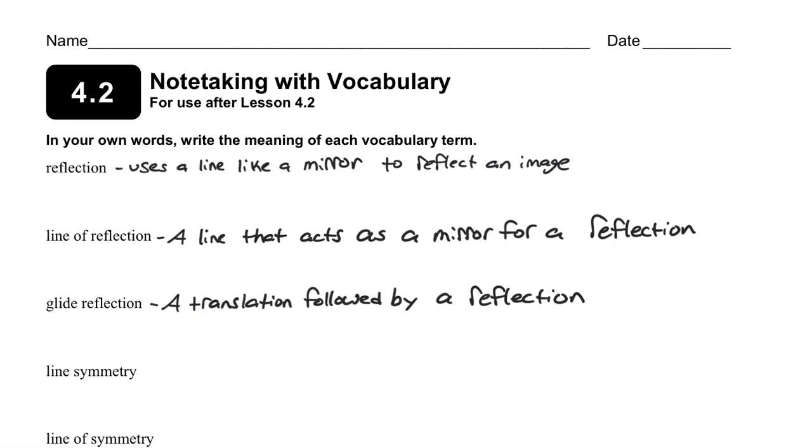This is lesson 4.2. We're going to talk about reflections today. On the screen, you can see that I have three vocab words already written down for you. And the idea is we're going to learn about reflections in this lesson.